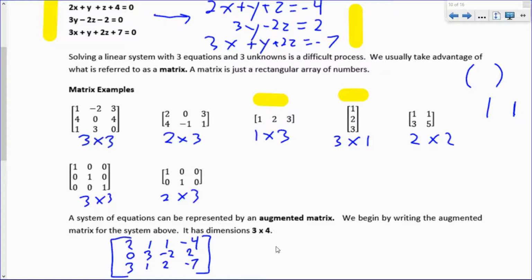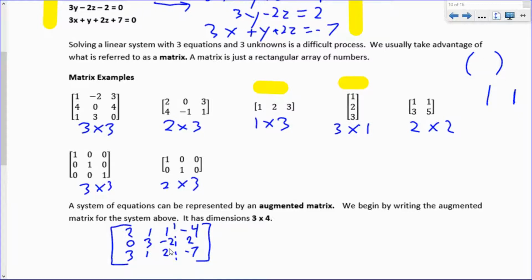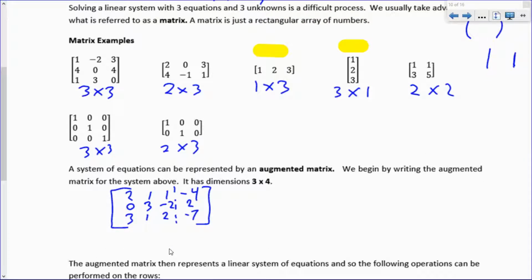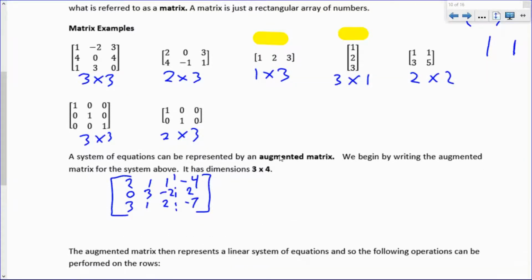Now, what we usually do is, because there's an equal sign in the equations, we just do this little dashed line here, just to separate those numbers from the numbers on the right side of the equal sign. So what we're actually using the matrix for here is we're using it to essentially store the equations. I don't need to look at the original problem anymore. This is now my new problem, this matrix.